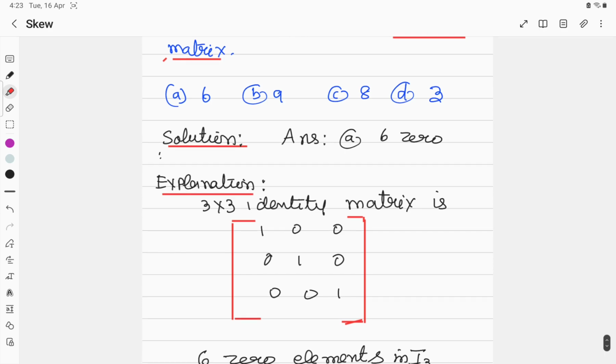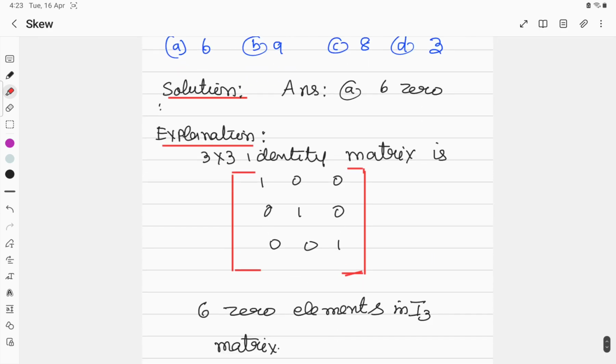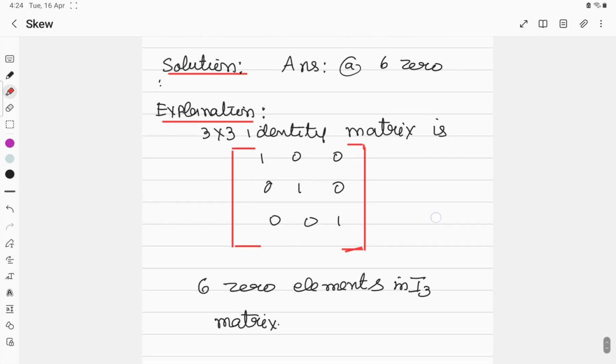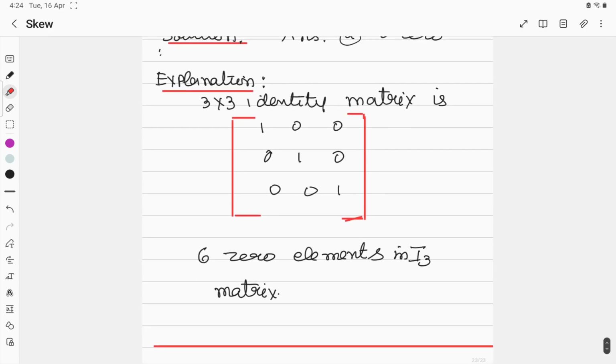Given that it is a 3 into 3 identity matrix, we know that the identity matrix is equal to 1 0 0, 0 1 0, 0 0 1. So here, how many zeros? 1, 2, 3, 4, 5, 6 zero elements in the I3 matrix.